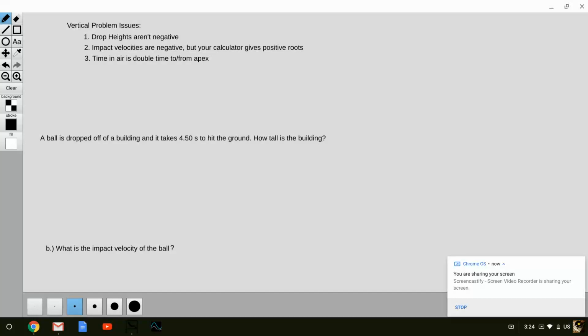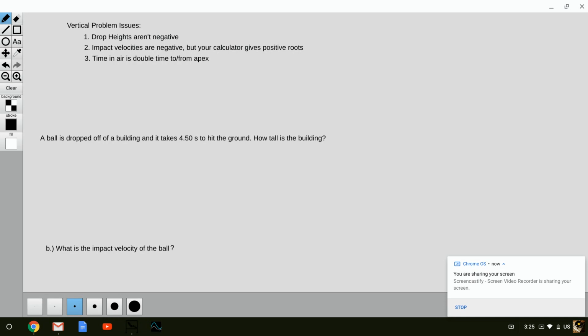All right, so we're going to talk about vertical problems and the issues you may have when you're encountering vertical problems. There are three. The first is that drop heights aren't negative. When you're doing these problems, you'll usually end up calculating the displacement of an object that's being dropped. Well, that displacement always comes out negative, and the question is like, how tall is the building?